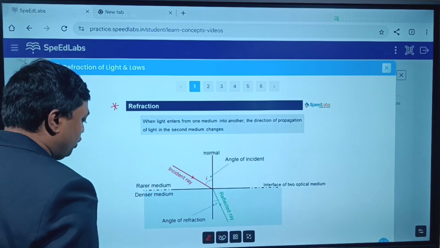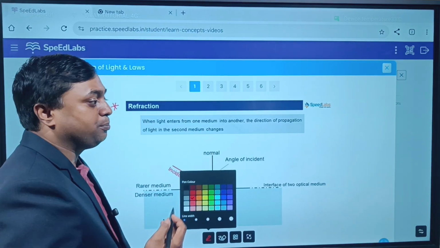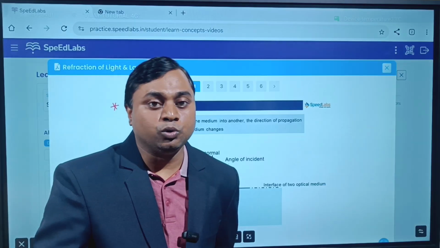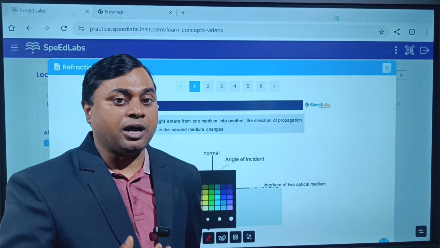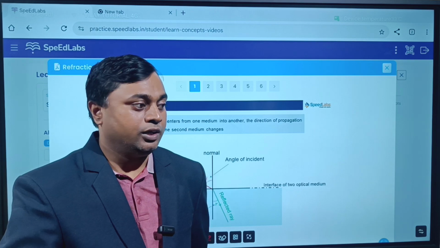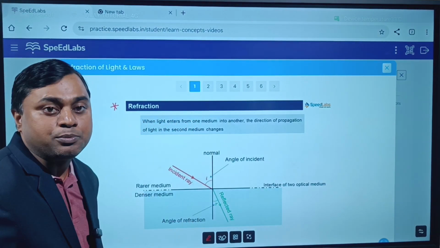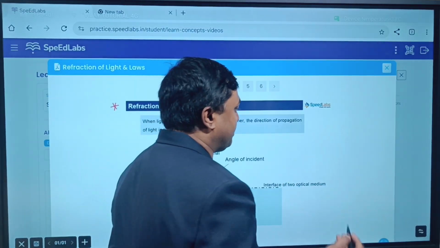What do you mean by refraction of light? When we talk about refraction of light, the phenomenon or the process of bending of a light ray when it passes from one medium to another medium is called refraction of light. Before understanding refraction of light, we should understand that there are two types of transparent medium.